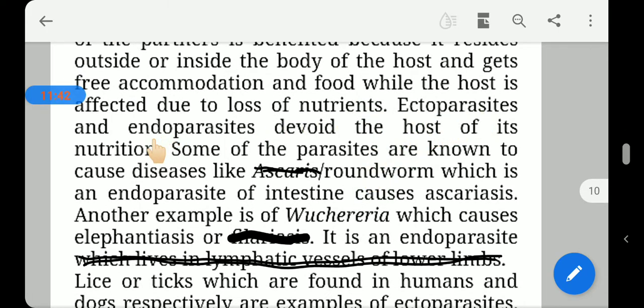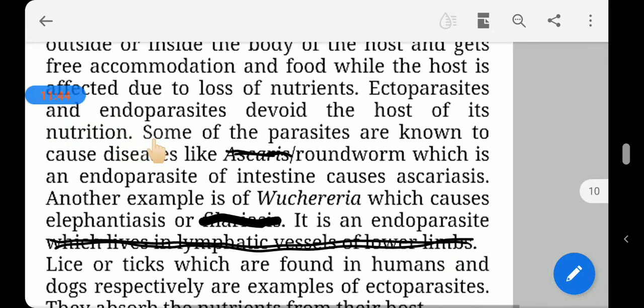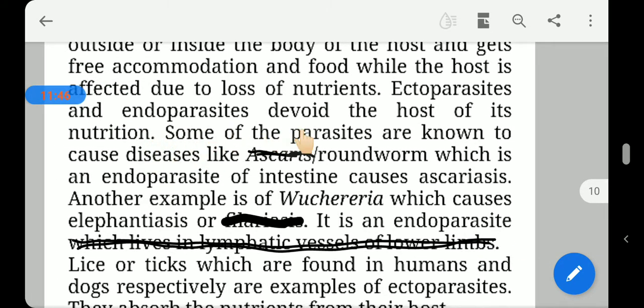Ectoparasitic and endoparasitic animals deprive the host of its nutrition. Some parasites are known to cause diseases, like a roundworm, which is an endoparasite of the intestine and causes ascariasis.